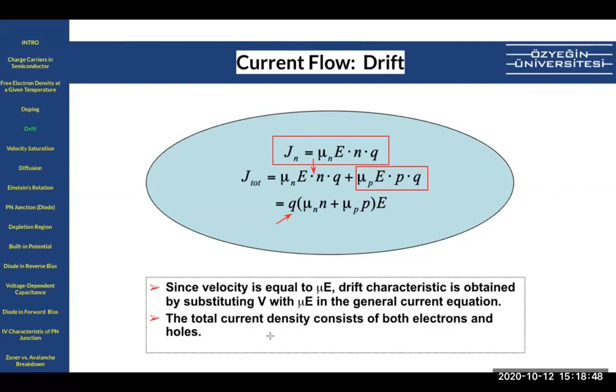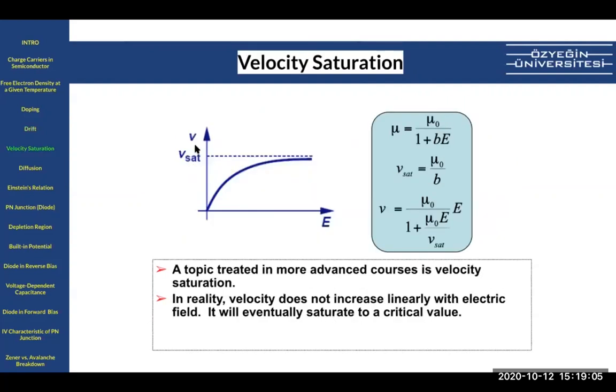So the total current density consists of both electrons and holes. It's not just electrons or just holes, because both of them will be moving. The mobility for both electrons and holes actually saturates at some point. It's not a linear equation.